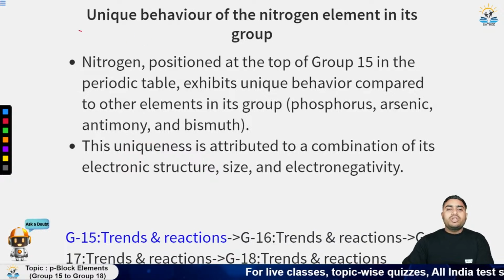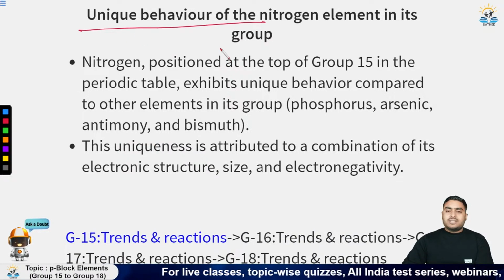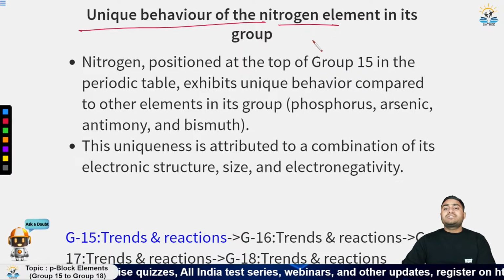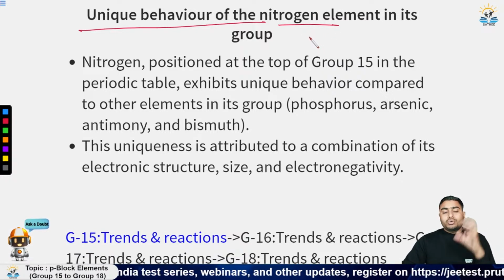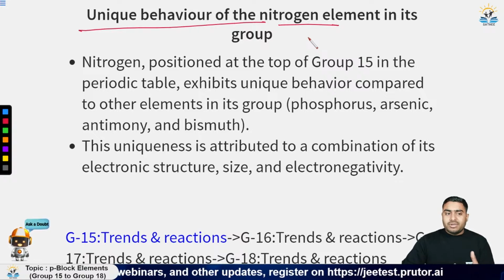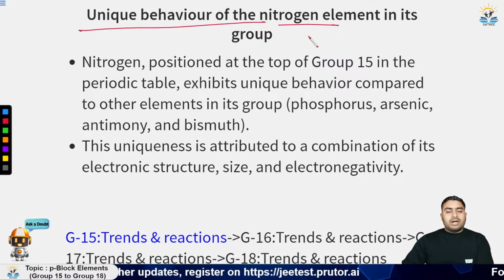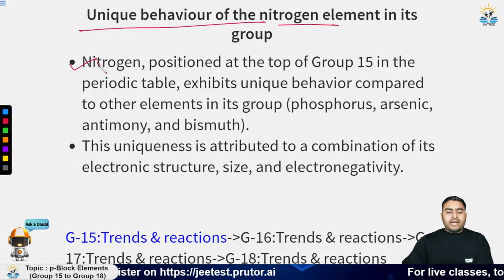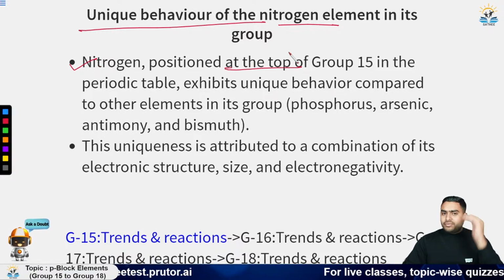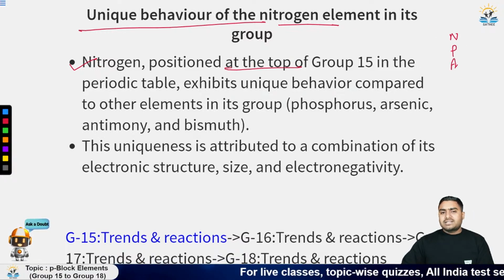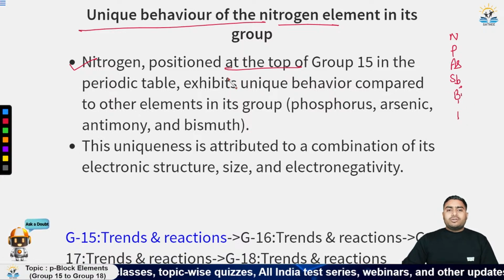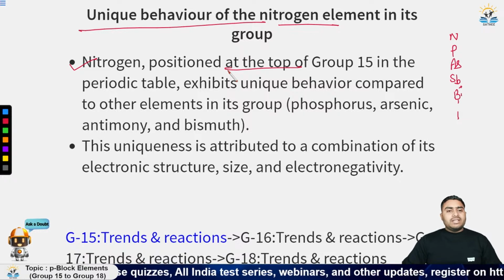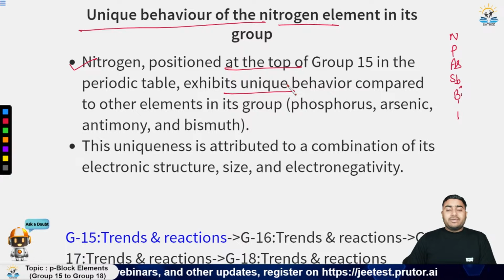The next one is unique behavior of the nitrogen element in its group. You know very well the anomalous behavior of the second period elements. That means the first element of every group shows a unique behavior, a different behavior from the respective other members of that group. So nitrogen is positioned at the top of group 15, which has nitrogen, phosphorus, arsenic, antimony and bismuth, and it exhibits unique behavior compared to other elements in its group.